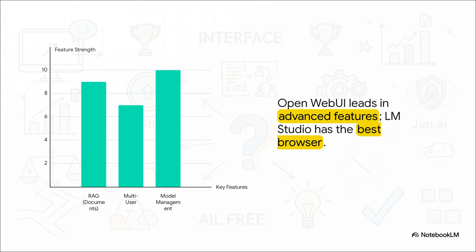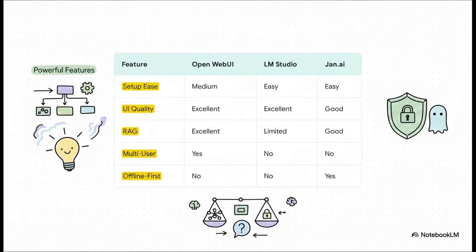Now, when we dig into the actual features, this is where you really start to see the separation. Open WebUI is in a class of its own for chatting with your documents using a really cool technique called RAG. Basically, it lets the AI read your files and pull answers straight from them. Super useful. It's also the only one here that lets you set up multiple users. But when it comes to just finding and downloading models, LM Studio's built-in browser is just the cleanest, most user-friendly experience around.